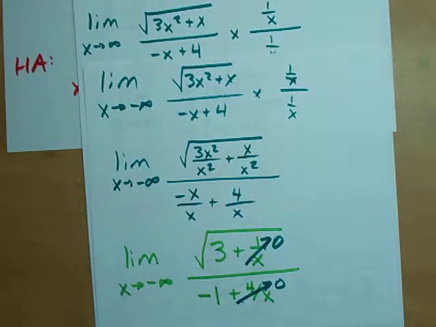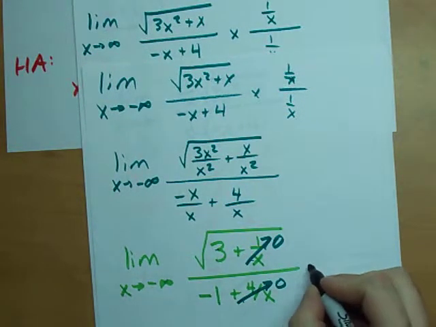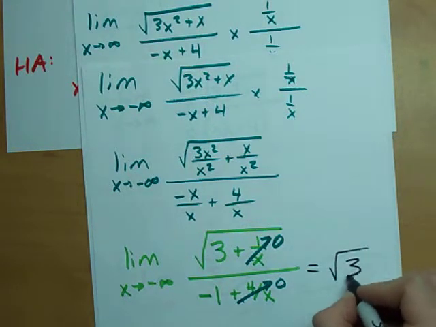Let me just check my solutions, because I don't remember getting that the last time I did it. Oh well. Apparently it's negative root 3, and we do have a horizontal asymptote in that direction as well.